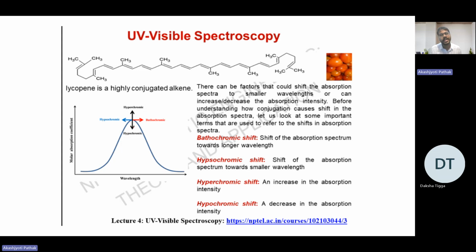If there is some interaction with that particular molecule and your absorption spectra is shifting towards the right side, that is called a bathochromic shift. If it is shifting to the left side, it is called a hypsochromic shift. If the absorption is increasing, that is a hyperchromic shift. If the absorption is decreasing, that is a hypochromic shift. So, a shift of the absorption spectra towards smaller wavelength is a hypsochromic shift, a shift towards longer wavelength is a bathochromic shift, an increase in absorption is called hyperchromic, and a decrease in absorption is called hypochromic.